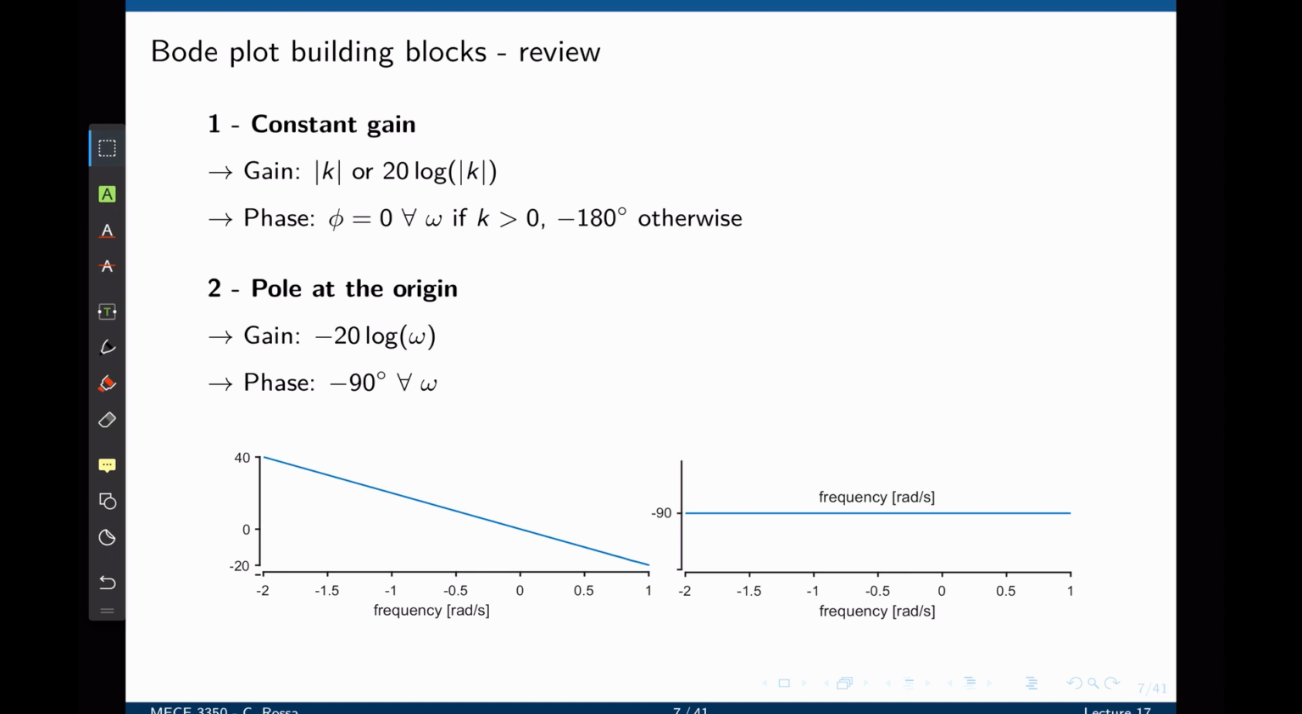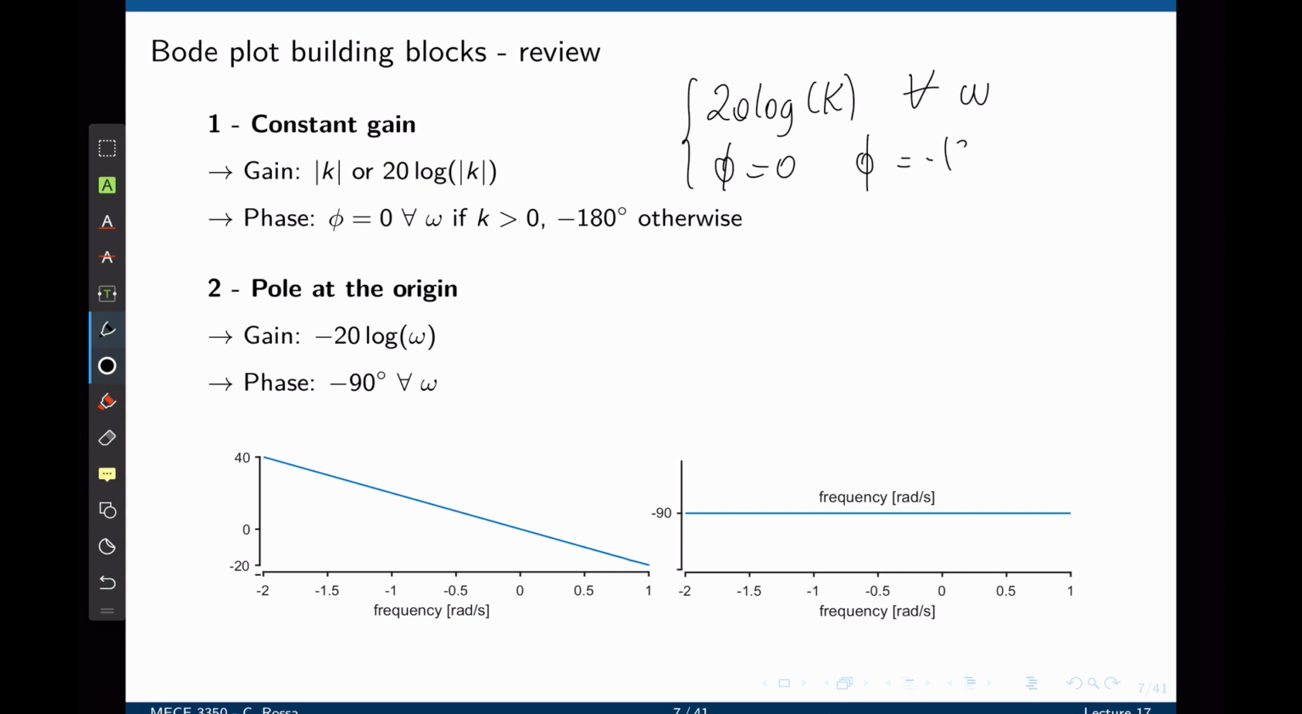The first building block is a constant gain, and that is the most simple one, because a constant gain simply results in a constant, flat line on the Bode plot. If you have a gain of k, the magnitude on the Bode plot is simply 20 log of k for all frequencies. And the phase of a constant gain is 0. The imaginary part doesn't exist, so we have a phase of 0 if k is positive and a phase of negative 180 degrees if the gain is negative. This is explained in lecture 16 in more detail.